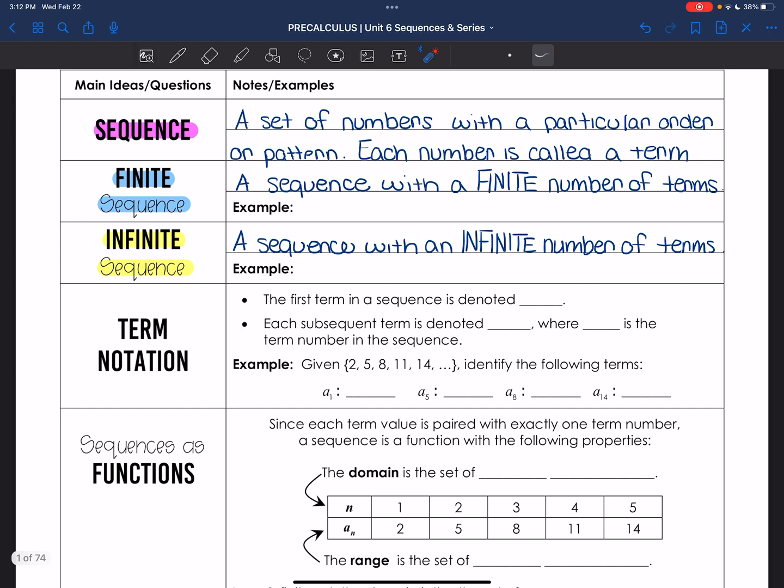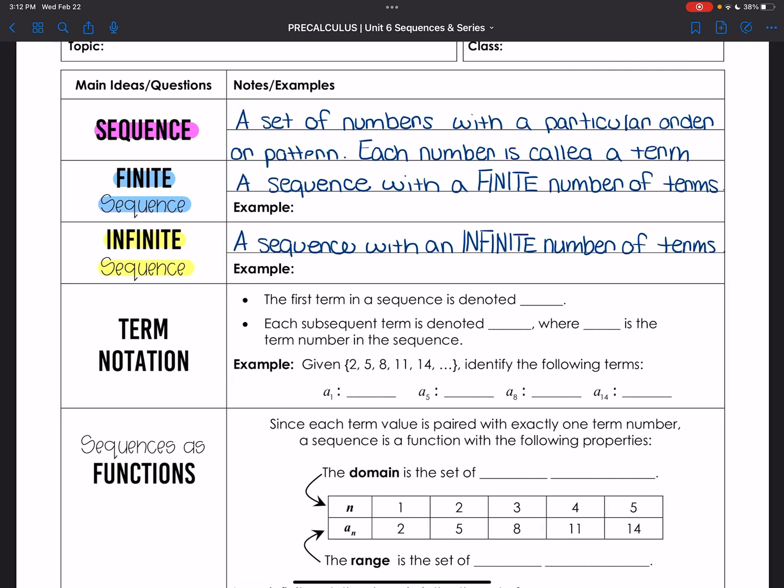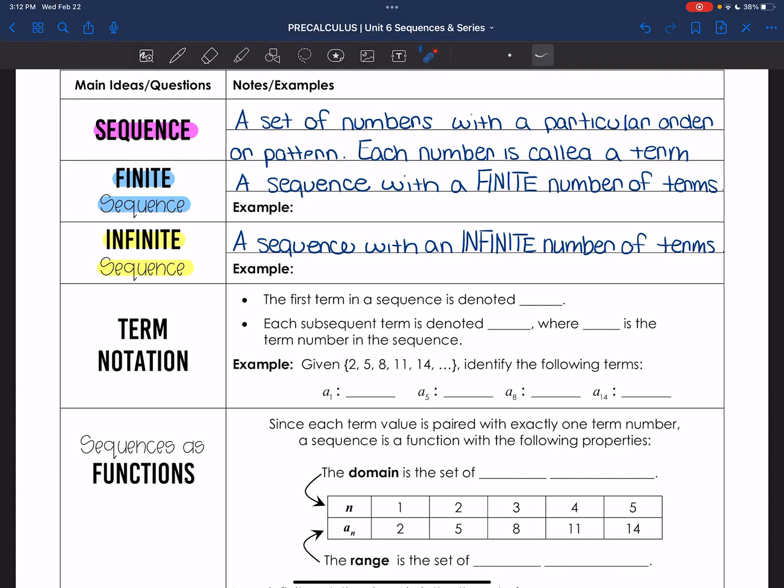Let's go ahead and begin by first defining what exactly is a sequence? Well, a sequence is simply a set of numbers. It is a set of numbers with a particular order or pattern. Let's underline that part right there. It has a particular order or pattern. That's really important to be aware of. Your sequence is not just random, but there is this structure, this order, this pattern to it.